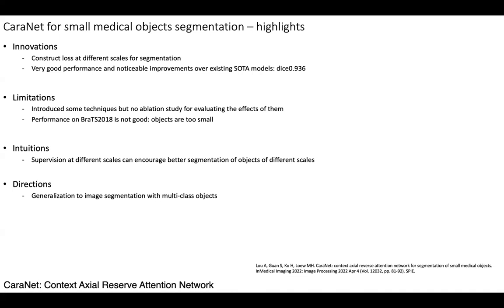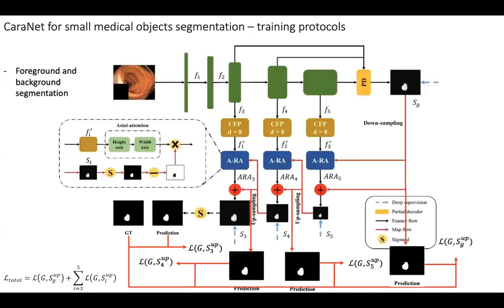I think the intuition for this approach to work is that those supervisions, basically those losses constructed at different scales, can encourage better segmentation of these objects of different scales. I think one potential direction based on top of this work is that we can generalize this approach for image segmentation with multiple class objects. For example, one particular image can have objects from different classes. Here in this paper, they only consider foreground and background segmentation.